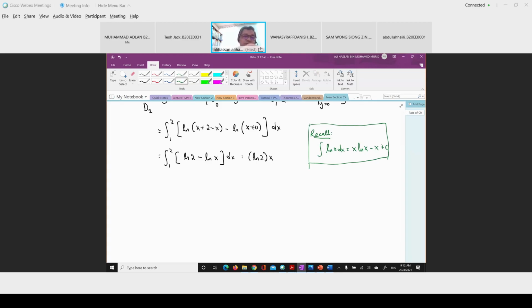So let's just simply apply this formula. So we have minus, put a bracket there to avoid confusion, x ln x minus x. This is to be evaluated at 1 and 2. Put another bracket here.